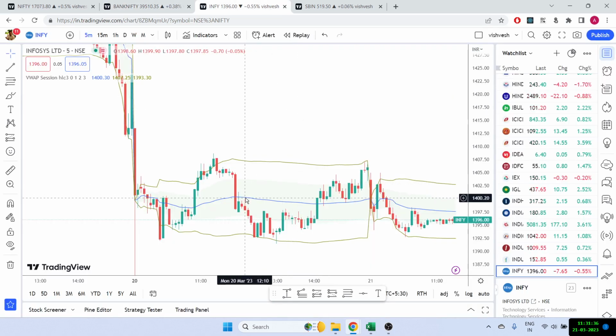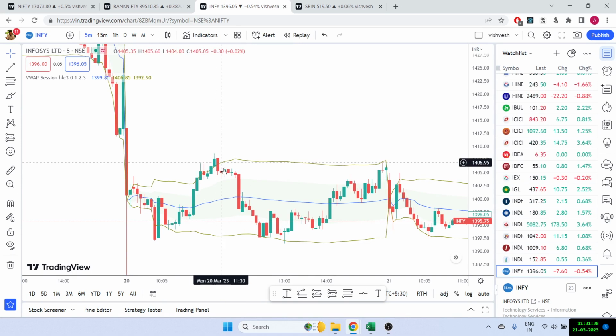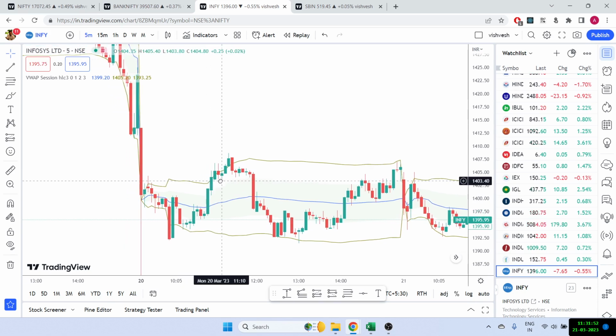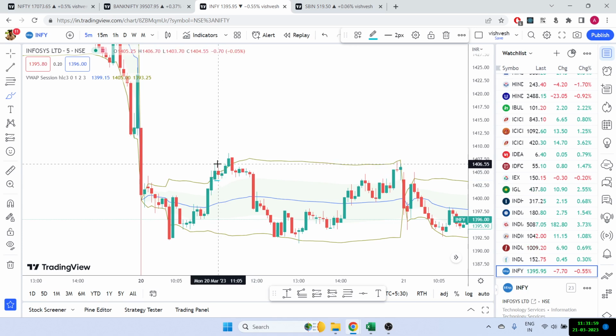Now I'm showing you Infosys. If you notice here, let's talk about the selling trades now. So I have a green candle which closed above the upper band, and then I have a red candle, but you can see that the low of the red candle was never broken, and then it broke the high. That means the trade was invalid. So the first trade is already invalid.